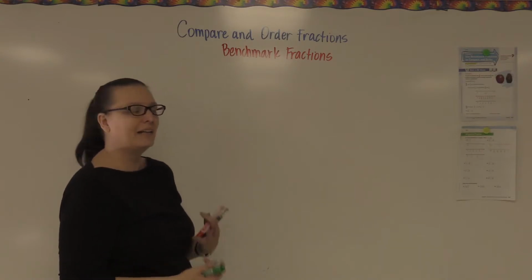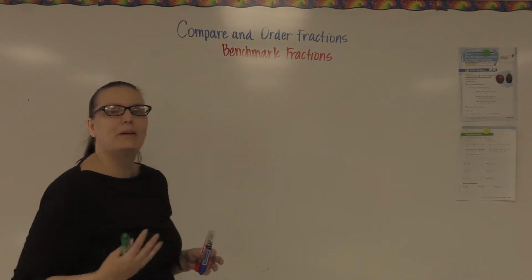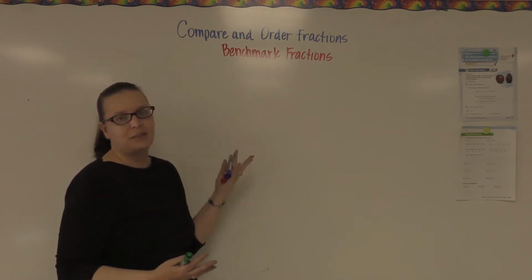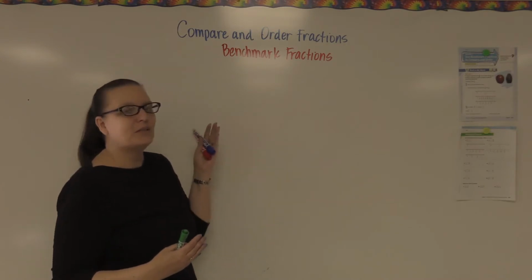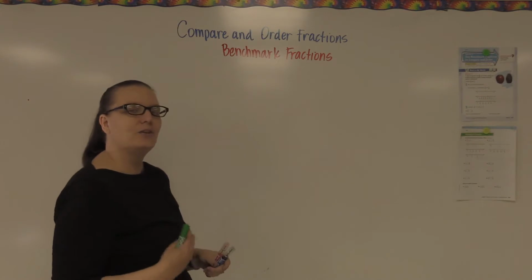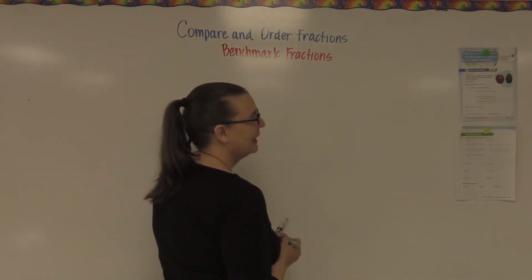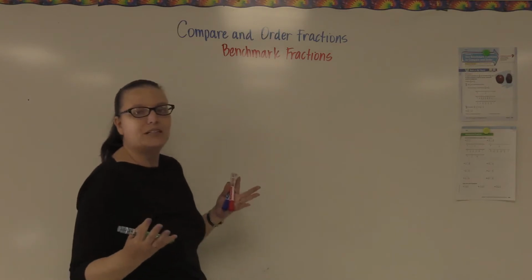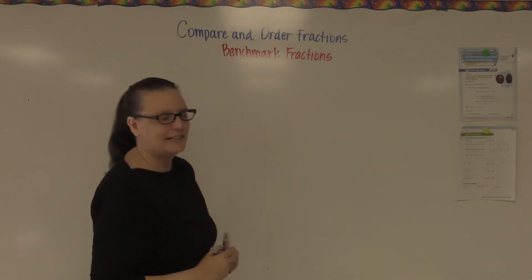All right, guys, my last lesson was all about comparing and ordering fractions. This lesson is going to build on that. So the last time we talked about it, we talked about being able to find the least common multiple, being able to make equivalent fractions, and then being able to compare those fractions. This is another way that you can do that. So we're going to be using benchmark fractions to help us. We're also going to be able to use the number line. It's a little bit like the fraction boxes, but it uses a number line instead.